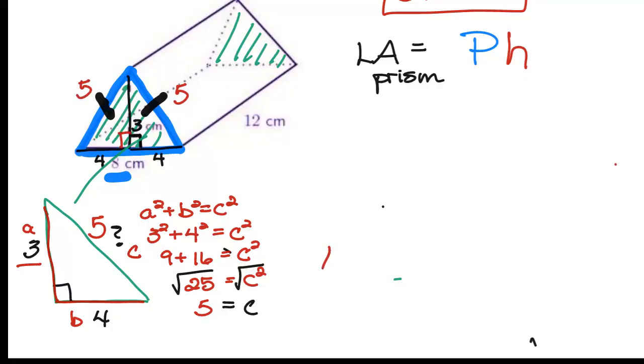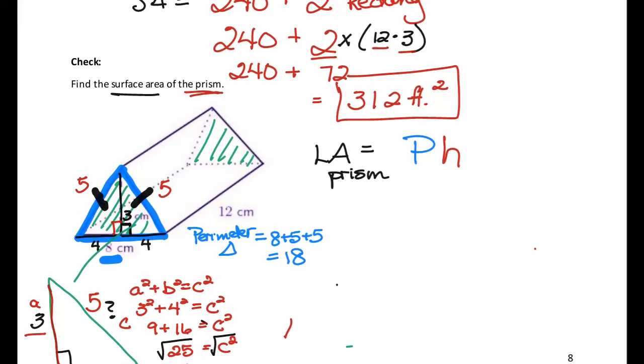So when I am finding the perimeter of that triangle, which is your base, the capital B base, perimeter of the triangle, that is 8 plus 5 plus 5, which is 18. You're finding the distance around the base. So your perimeter here is 18.